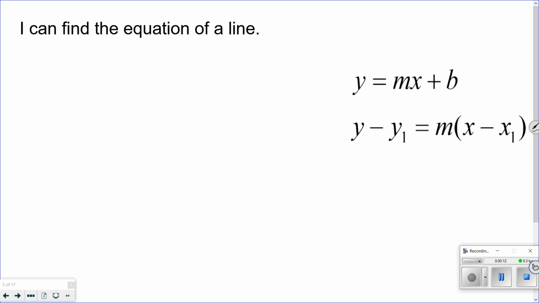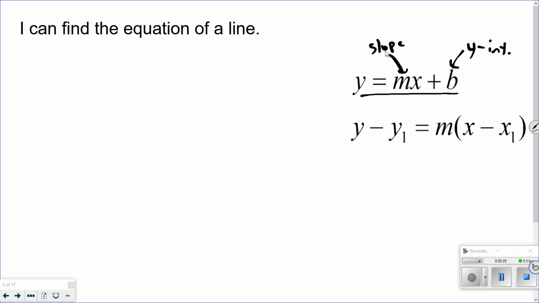So if I know the slope, and I know the y-intercept, then this is the easiest formula to use. Just use the y equals mx plus b. You plug in those two things and you're done.